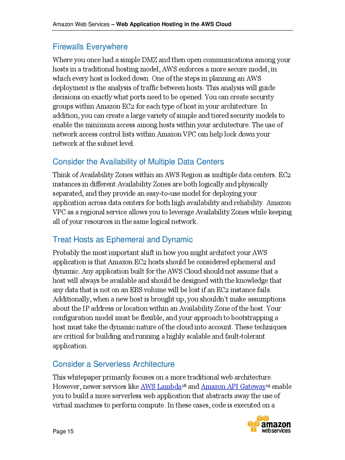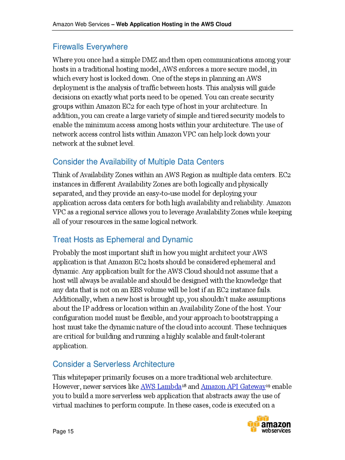Consider the availability of multiple data centers. Think of availability zones within an AWS region as multiple data centers. EC2 instances in different availability zones are both logically and physically separated, and they provide an easy-to-use model for deploying your application across data centers for both high availability and reliability. Amazon VPC as a regional service allows you to leverage availability zones while keeping all of your resources in the same logical network.